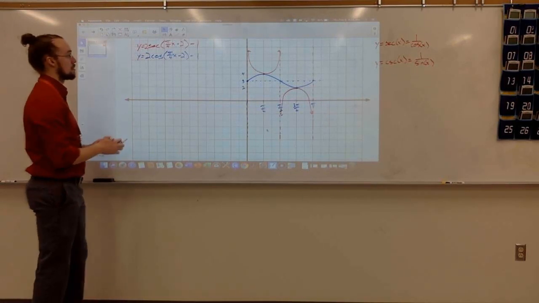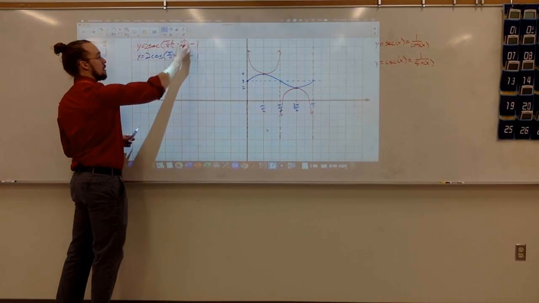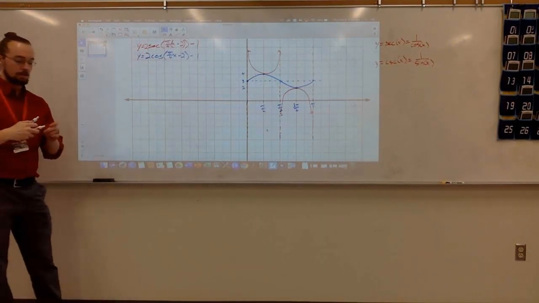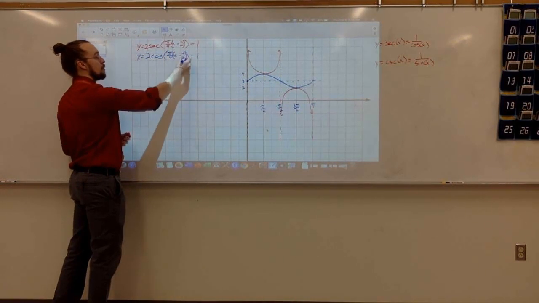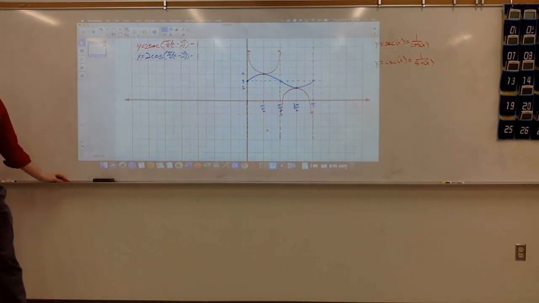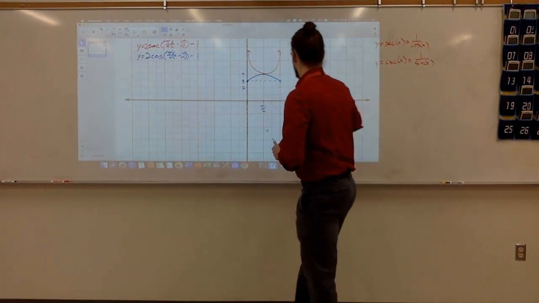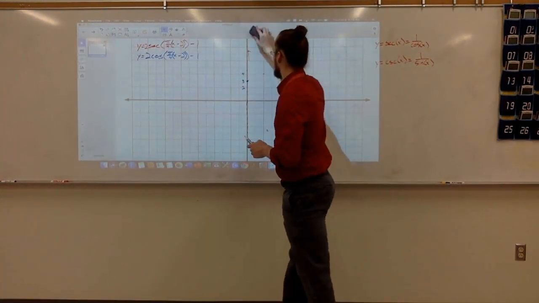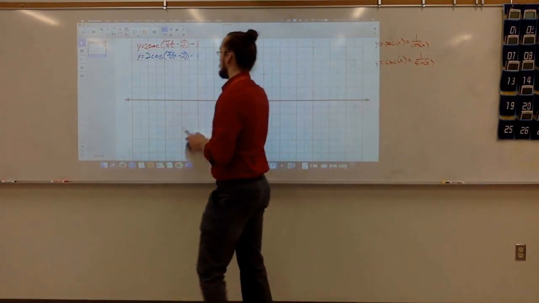Actually, let's make it, yeah, we'll do that. I don't want to make it too tricky. So we'll say that pi over 4 has already been factored out. Alright, so I'm graphing this cosine curve.